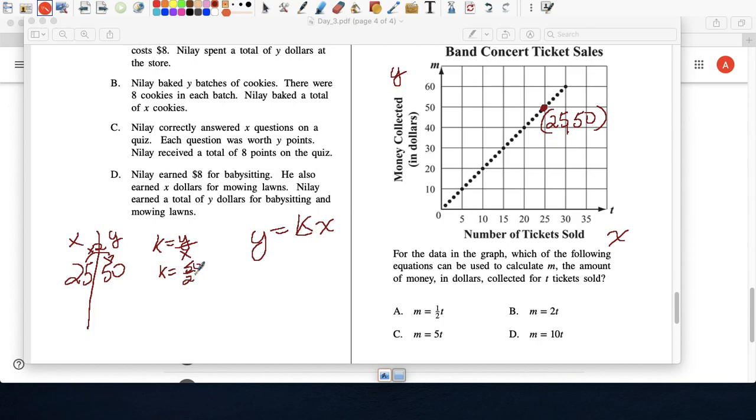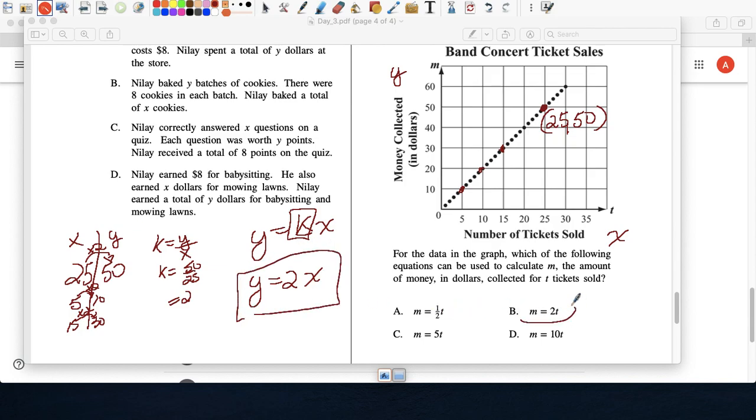50 divided by 25, look at that. That's the unit rate. For any of these points, let's use 5, 10. 5, 10 is also times 2. 15, 30 is also times 2. So our equation is going to be y equals the unit rate, or constant of proportionality, times x. How do I get from x to y? I multiply each x value by 2 to get to y. So, what is that?